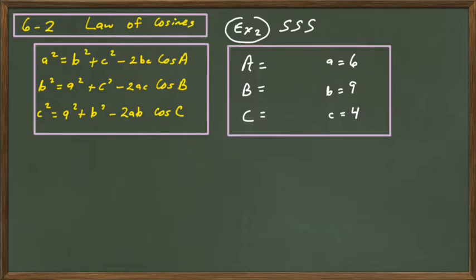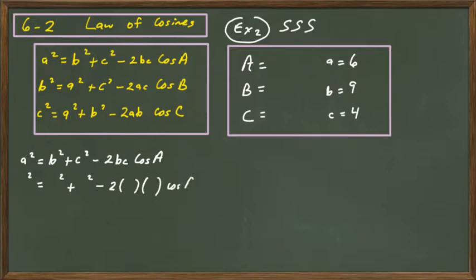The problem is I don't have both A's, I don't have both B's, and I don't have both C's. So that tells me that I need the law of cosines. I could use any of them, so if you don't mind, on this particular one, I'll probably start with the first one. A squared equals B squared plus C squared minus 2BC cosine of angle A. Well, we're going to fill these in. And I think I should be able to find the cosine of angle A.